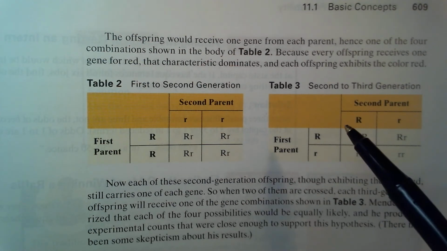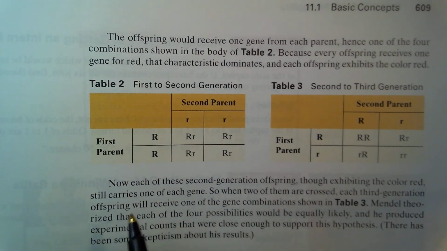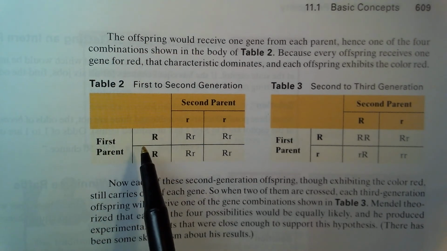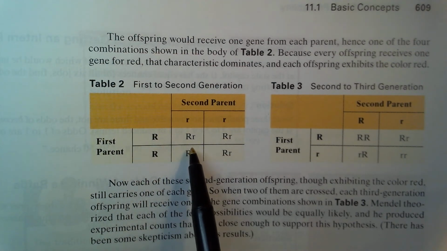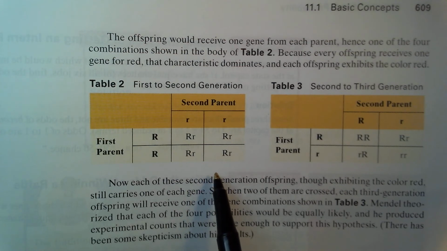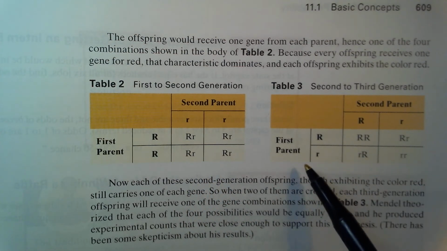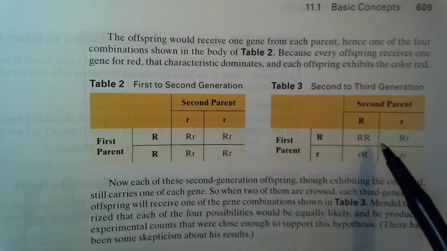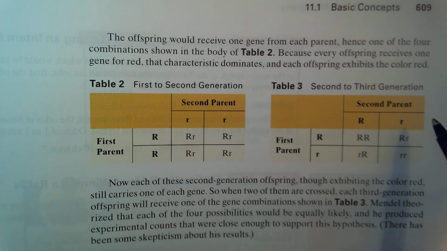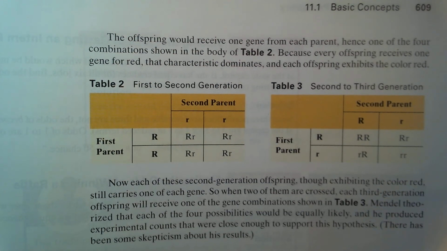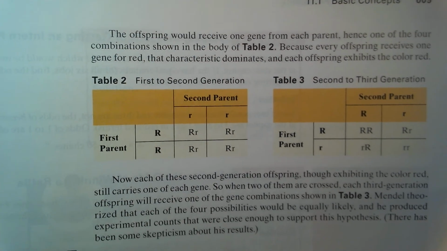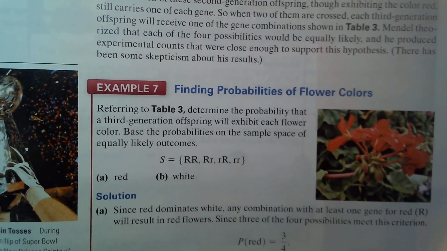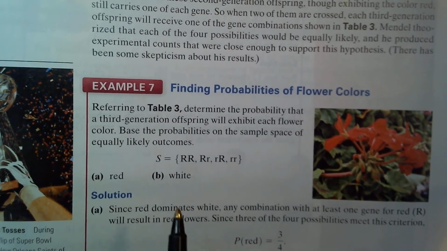Table number 2 summarizes when the first and second parents were crossed, which ones are the dominant ones and which are the recessive ones. Then when you go to the next generation, first parent, second parent, you find out even more, the second and third generation. When you study this table, you can come up with all kinds of conclusions. Example number 2, let's go over that real quick here, talks about that.